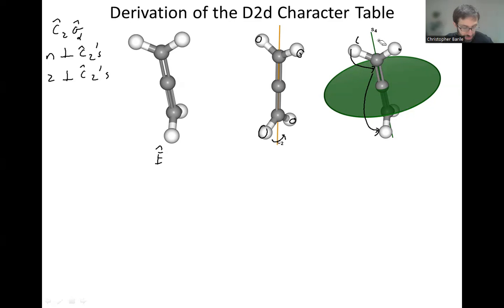And this hydrogen is moved 90 degrees, right? We do a C4. Remember, an S4 is defined as a C4 followed by a sigma h, a horizontal mirror plane perpendicular to that C4. So again, just like here, we did a 90 degrees, and then we flipped. Here we do a 90 degrees, and then we flip back down to that back hydrogen.